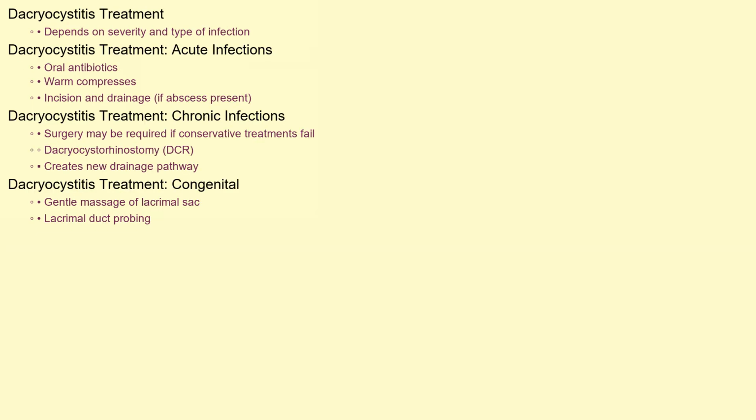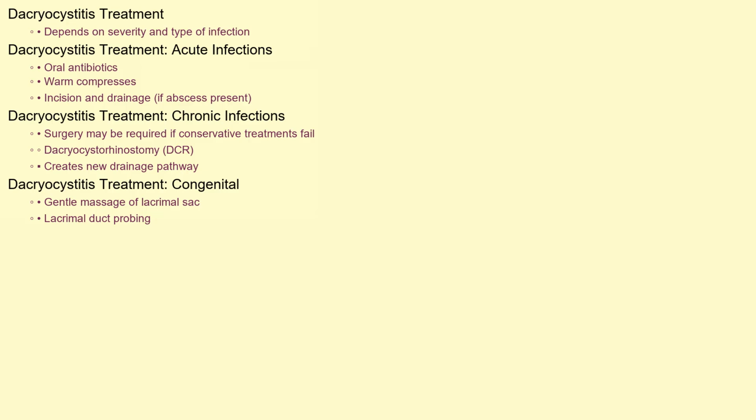Treatment for dacryocystitis depends on the severity and type of the infection. For acute infections, oral antibiotics are usually prescribed to combat the bacterial infection. Warm compresses can help to soothe the area and promote drainage. In some cases, incision and drainage of the abscess may be necessary. For chronic dacryocystitis, or when conservative treatments fail, surgery may be required.